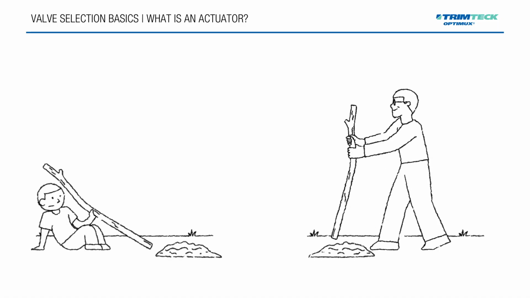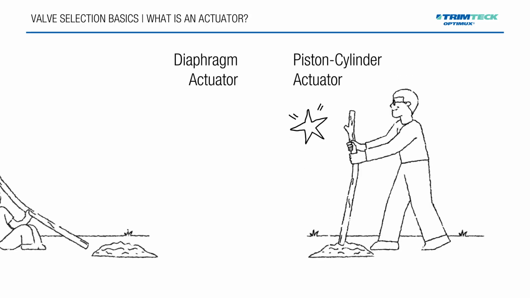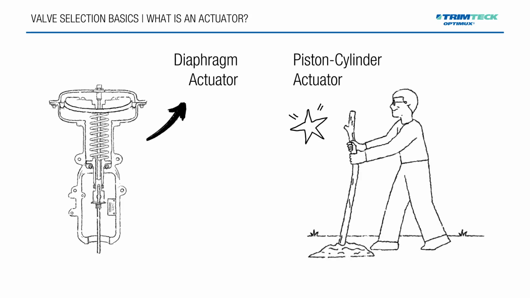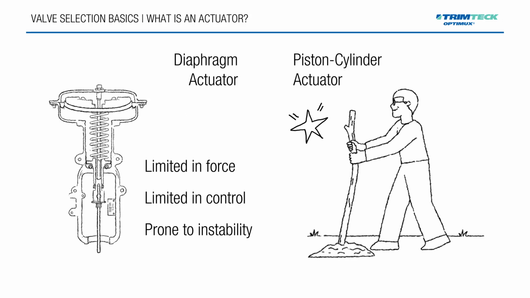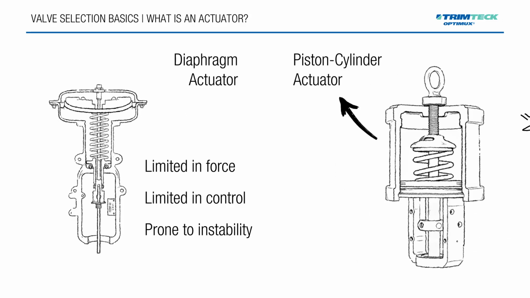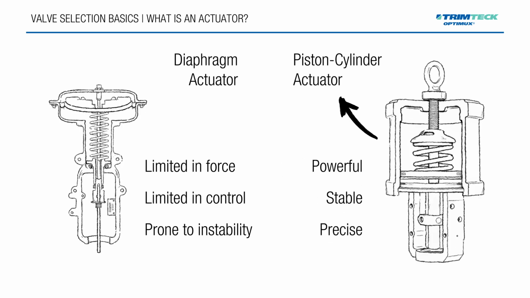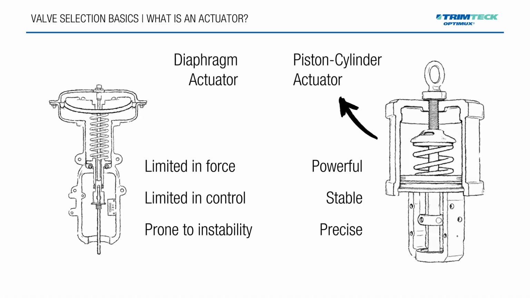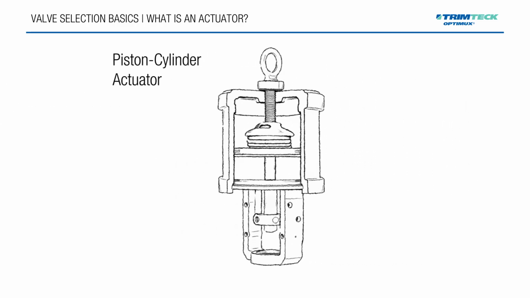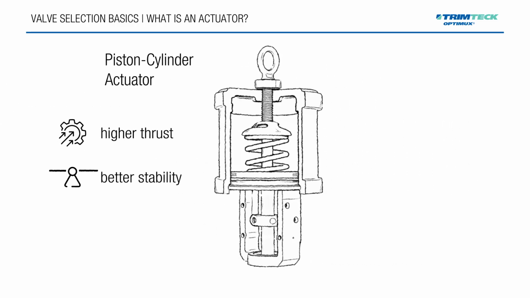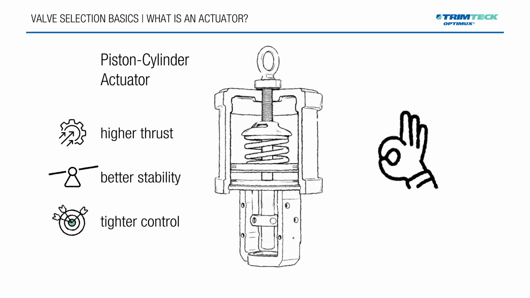That's the difference between a diaphragm actuator and a piston-cylinder actuator. The diaphragm actuator is like the child, limited in force and control and prone to instability when overcoming resistance. The piston-cylinder actuator is like the adult, powerful, stable, and precise, able to move and control the valve smoothly across the entire stroke. For applications requiring higher thrust, better stability, and tighter control, piston-cylinder actuators provide a clear performance advantage.